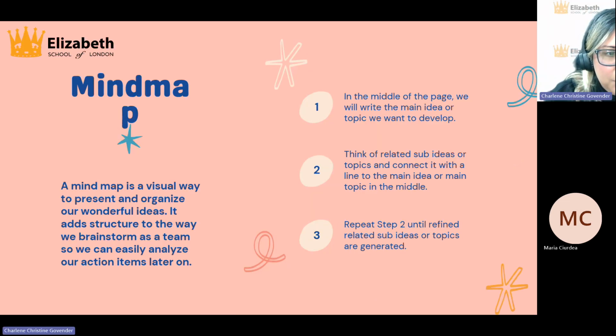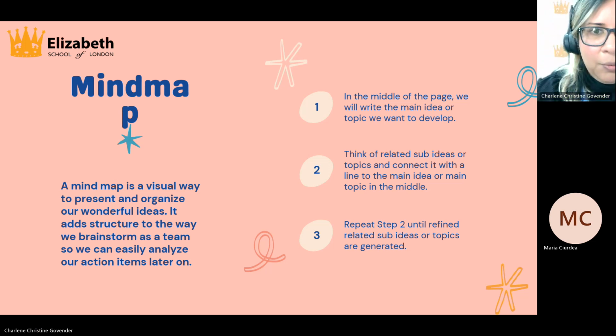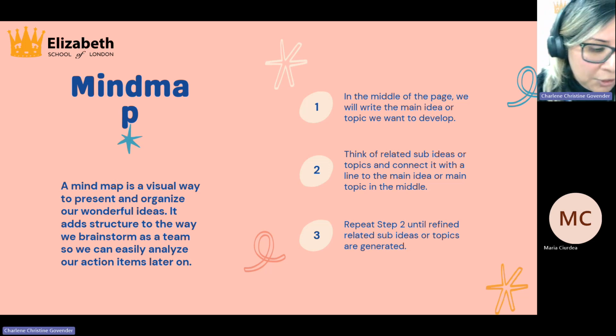Okay, so here are the steps to create a mind map. We're going to do this on Word. So we're just going to go over an overview of what to expect. Like I said, a mind map is a visual way to present and organize our wonderful ideas. It does add structure. Okay, so when you first get your essay question, Maria, what do you do when you are given your essay question? How do you go about writing it?